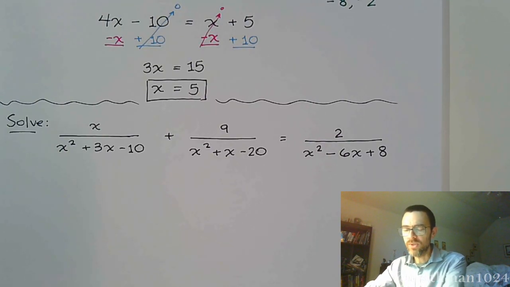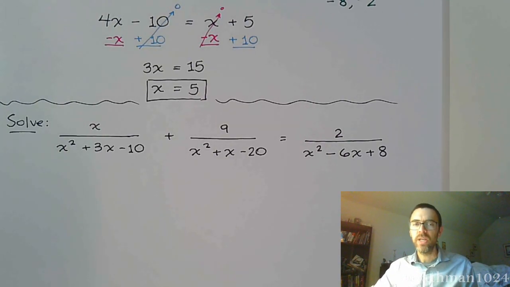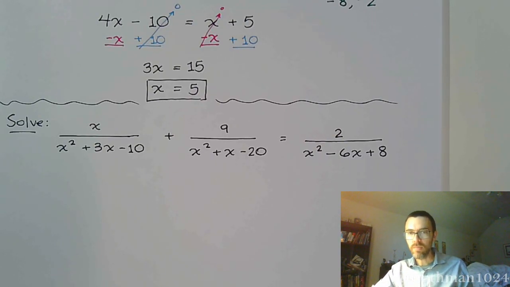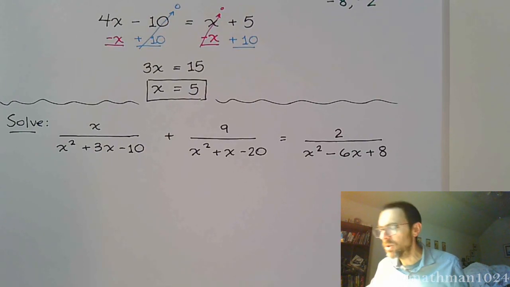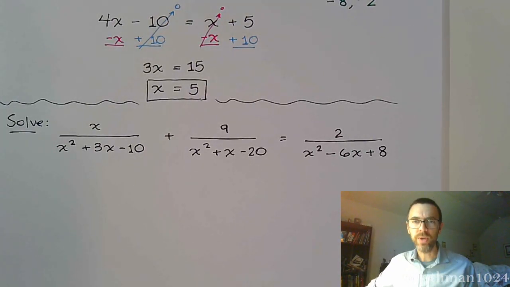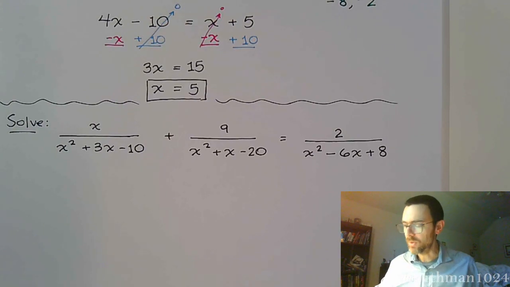So our job here is to make sure that everybody has the same denominator. And in order to easily get that same denominator, we have to factor everything. Okay? So factor all of these denominators first. That way you can see what factors you're supposed to be working with.